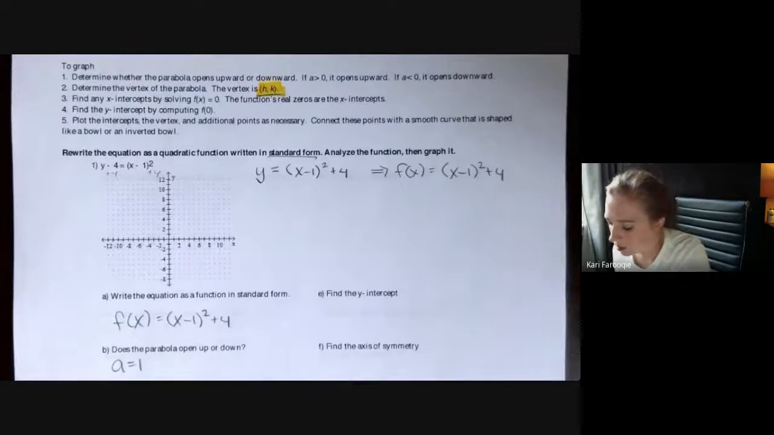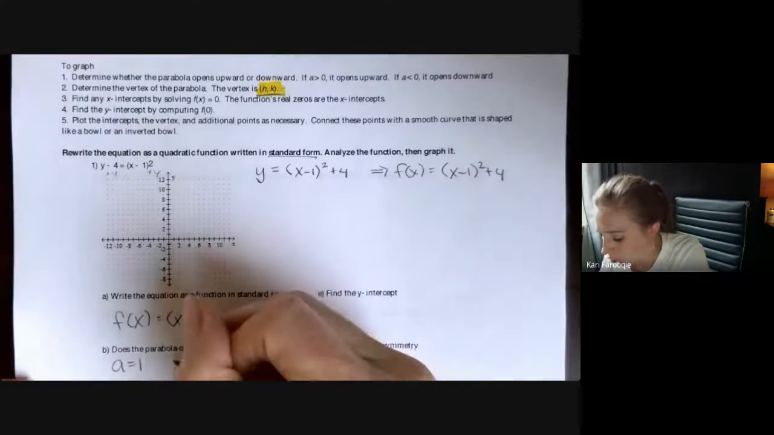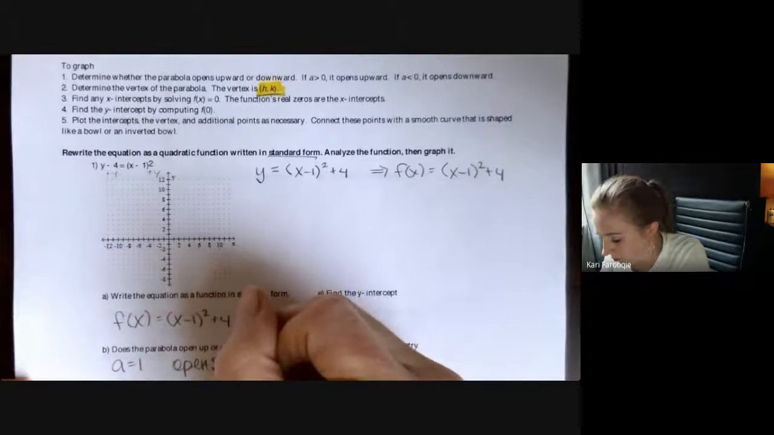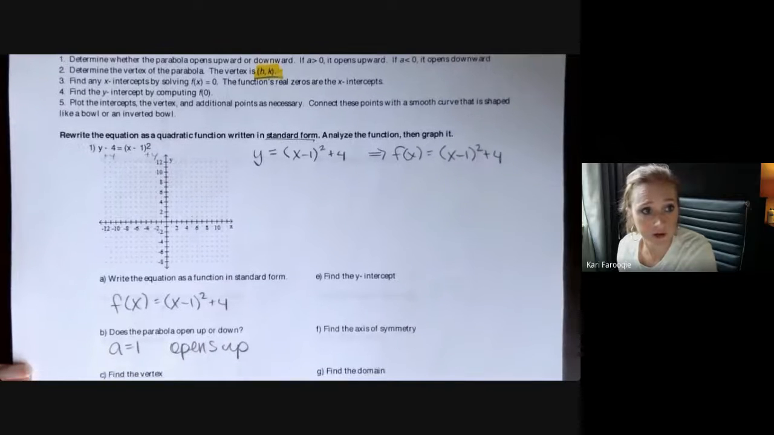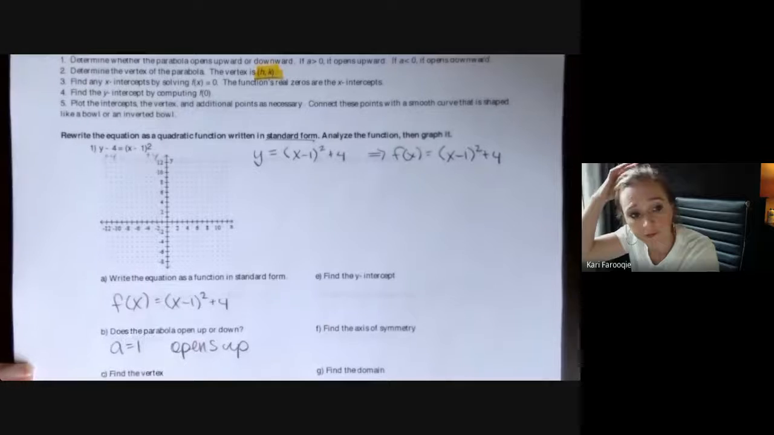Okay. So if a equals 1, in this case, we can then say that the parabola opens up. And just like that, we already have a good deal of information about this graph.